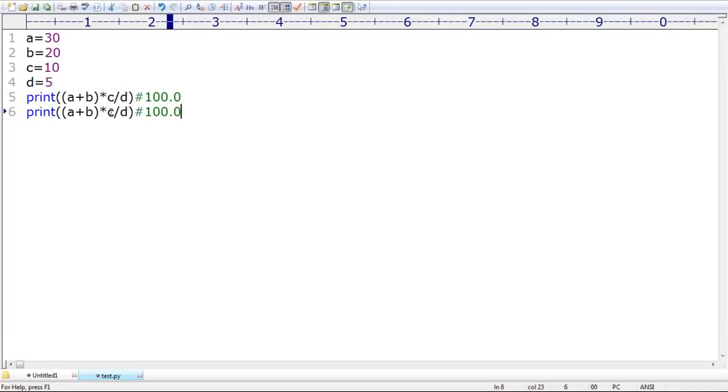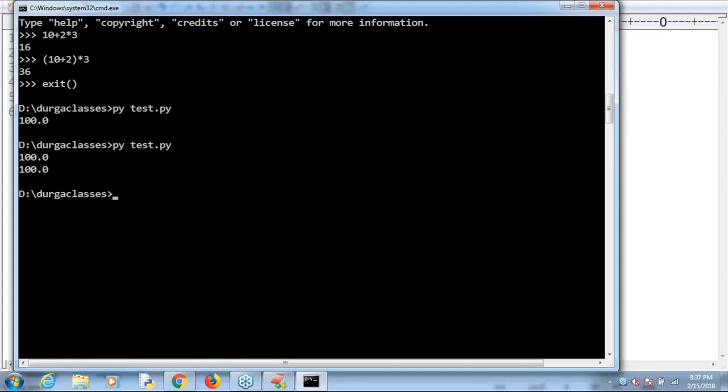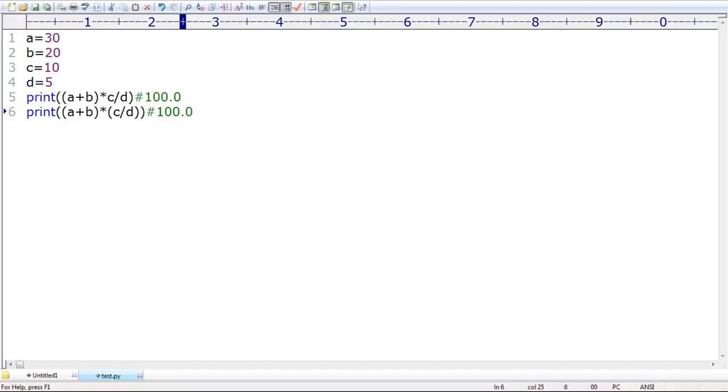Now I want to make a small change: put parentheses around the part before C by D. Will the output change? First, A plus B, which is 50. C by D is 10 by 5, which is 2.0. Then 2.0 into 50. What is its value? Of course, 100.0. Don't assume every time we get the same answer; maybe there's a chance of a different one.